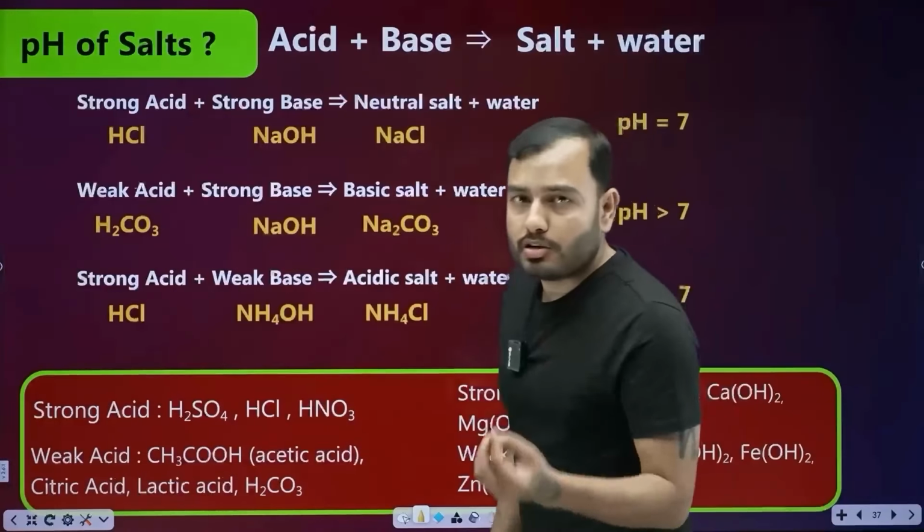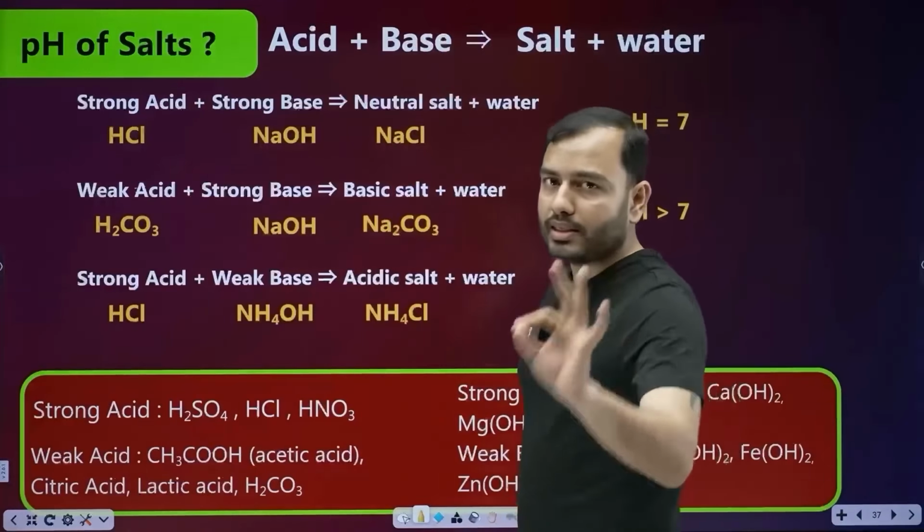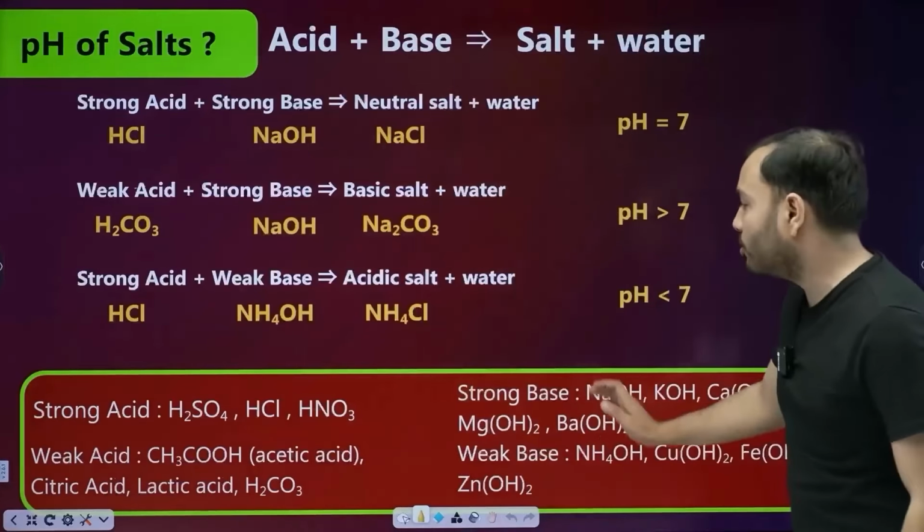Next, look at pH of salts to find out. For pH of salts, you must know one thing. What? Strong acid, weak acid, strong base, weak base.